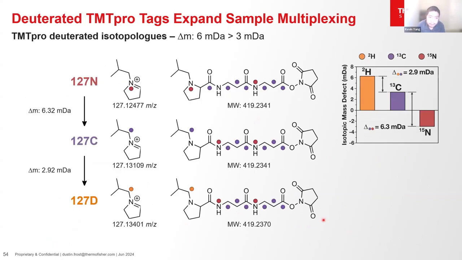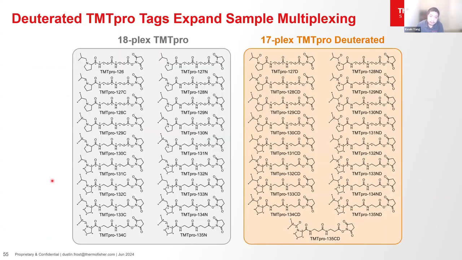And if you're following the proteomics world, you'll probably notice that we also launched the deuterated TMT Pro tags last year. In this series, we have the deuterium tag that gives you a 2.92 millidalton mass difference, which is very, very small, but it can still be resolved on a high-resolution mass spectrometer, such as Orbitrap. So together, combining the TMT Pro and the deuterated TMT Pro, now you can have a 35-plex. Think about how many conditions and replicates you can test now in a single batch of LC-MS analysis.